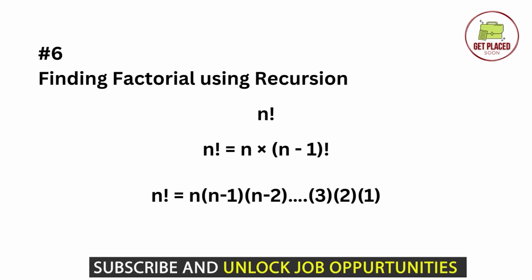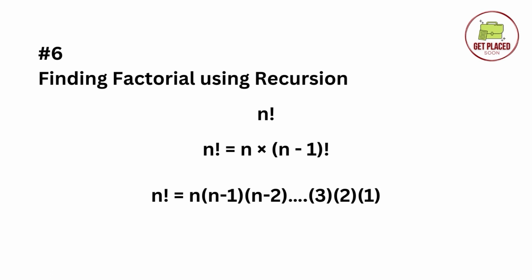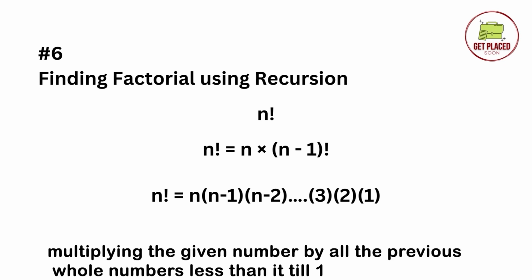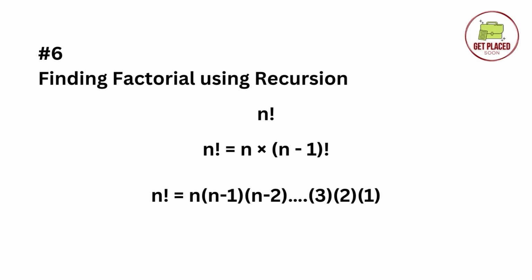Now we have two formulas for finding factorial. The first formula directly follows from the definition we spoke about. So n factorial is equal to n into n minus 1 factorial. The expansion of the first formula is the second formula, where it states that the factorial of any number is the given number multiplied by the factorial of the previous numbers. So n into n minus 1 into n minus 2 till you reach 1. In short, you can write n into n minus 1 factorial.